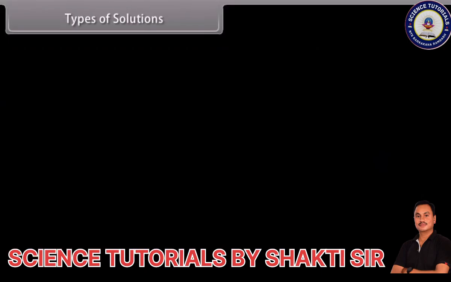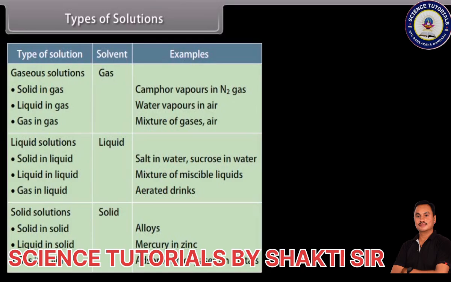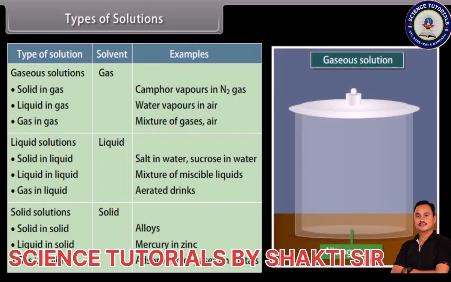Types of solutions. In a binary solution, components can be either solid, liquid, or gas. There are three types of solutions: gaseous solutions, liquid solutions, and solid solutions. In gaseous solutions, gas is the solvent. They are categorized as follows: solid in gas, for example, camphor vapor in nitrogen gas. Liquid in gas, for example, water vapors in air. Gas in gas, for example, mixture of gases or air.